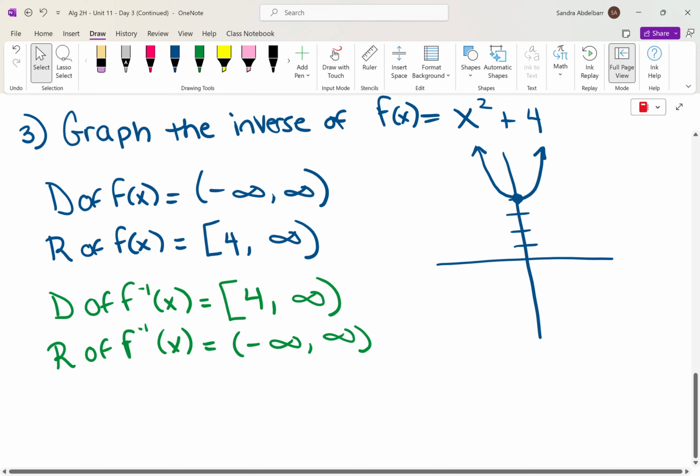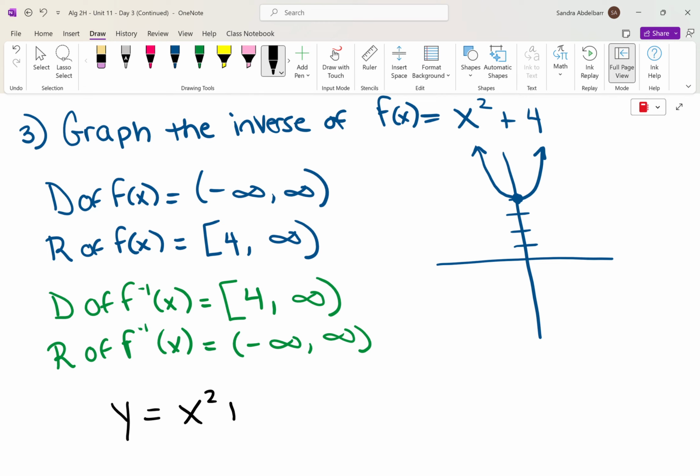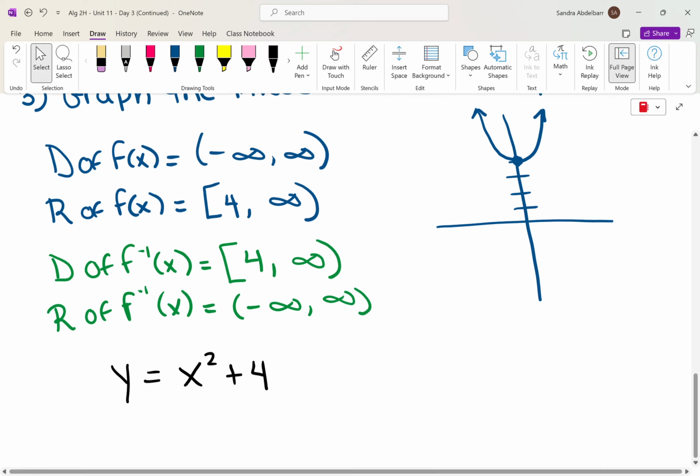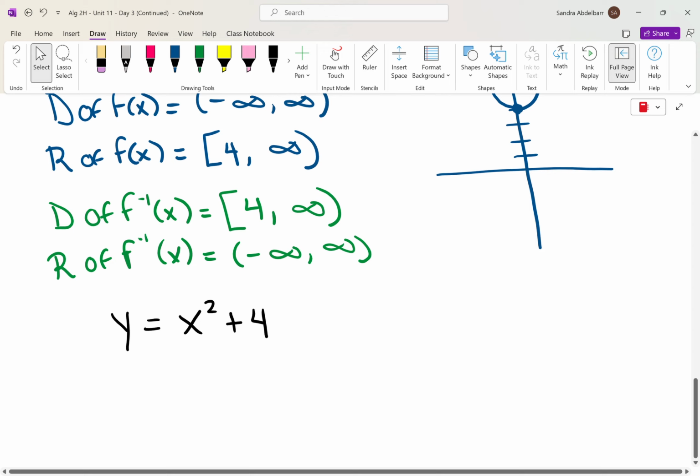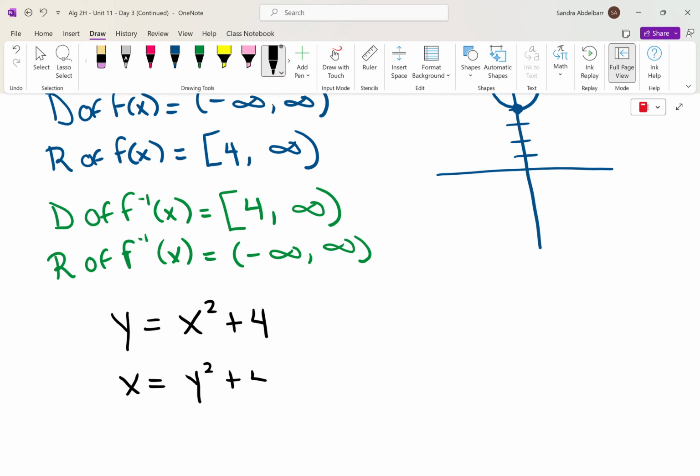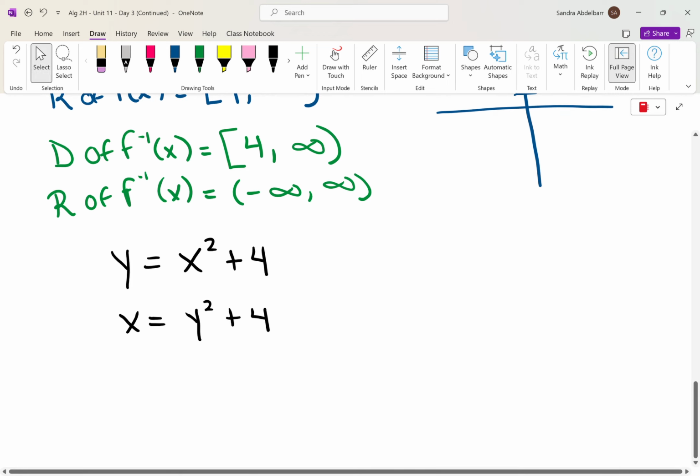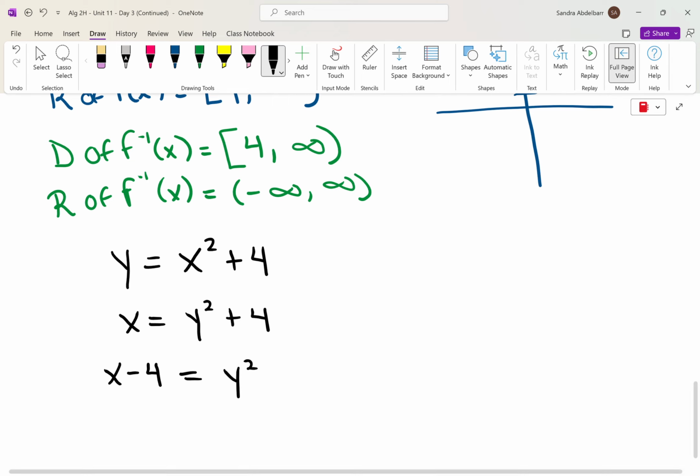So now what I want to do is find the equation of the inverse. So I have y equals x squared plus 4. I'm going to swap positions for x and y. So x is equal to y squared plus 4. Now we're going to solve for y. So I'm subtracting that 4. x minus 4 equals y squared.